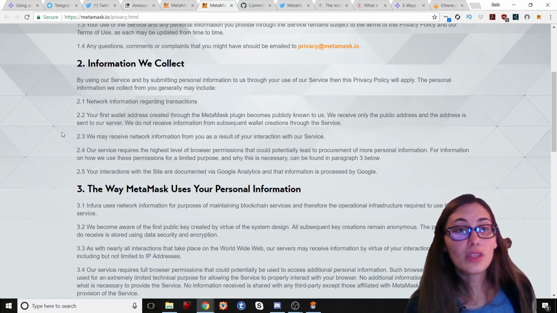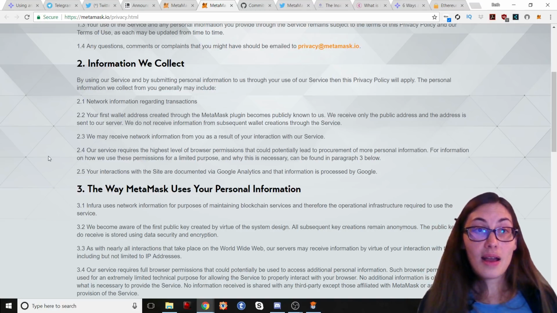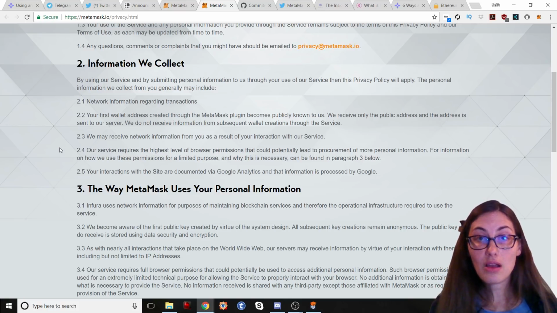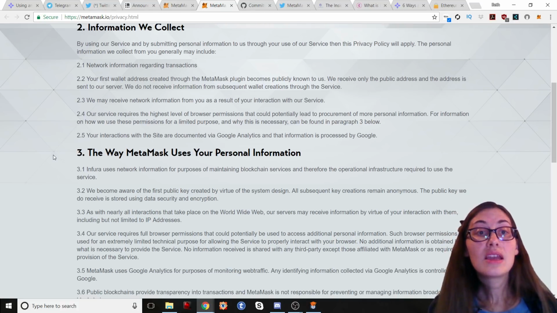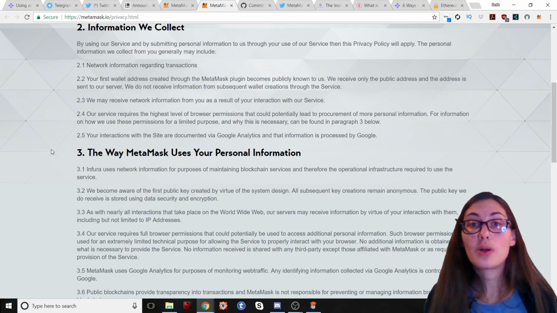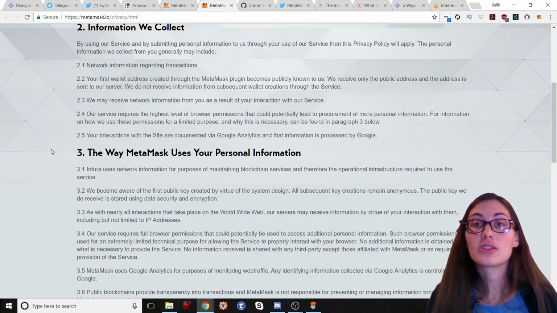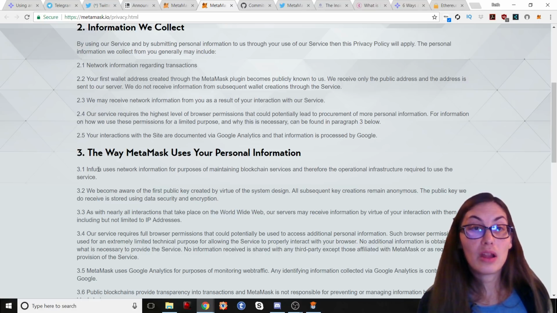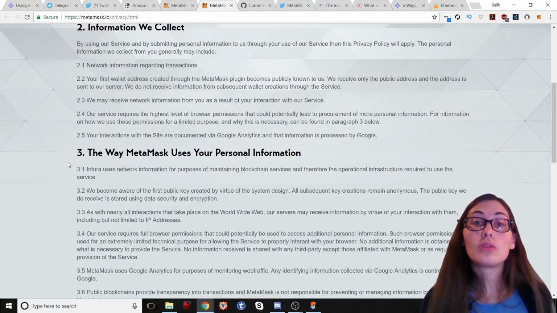So, all right, continuing on here. They may receive network information as a result of the interaction with their service, and the service requires the highest level of browser permissions that could possibly lead to the procurement of more personal information. For information on how they use these permissions for a limited purpose and why it's necessary, that can be found in paragraph 3. And your interactions with the site are documented via Google Analytics, and that information is processed by Google. So something else to keep in mind.